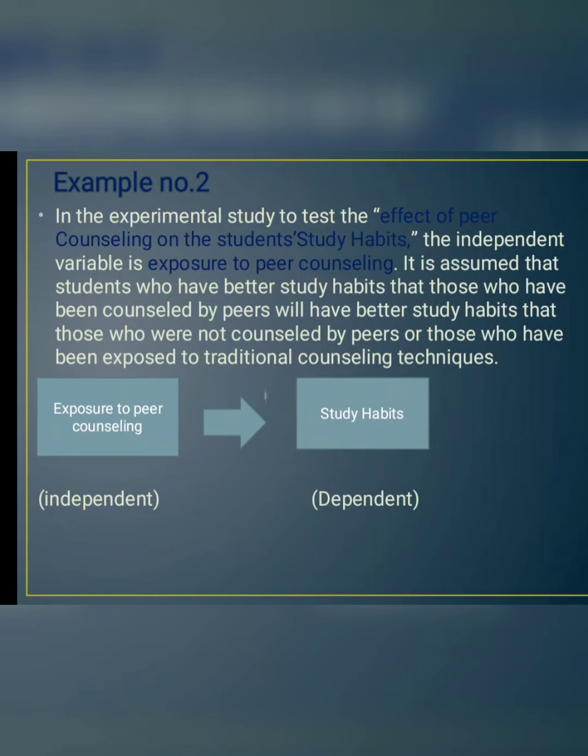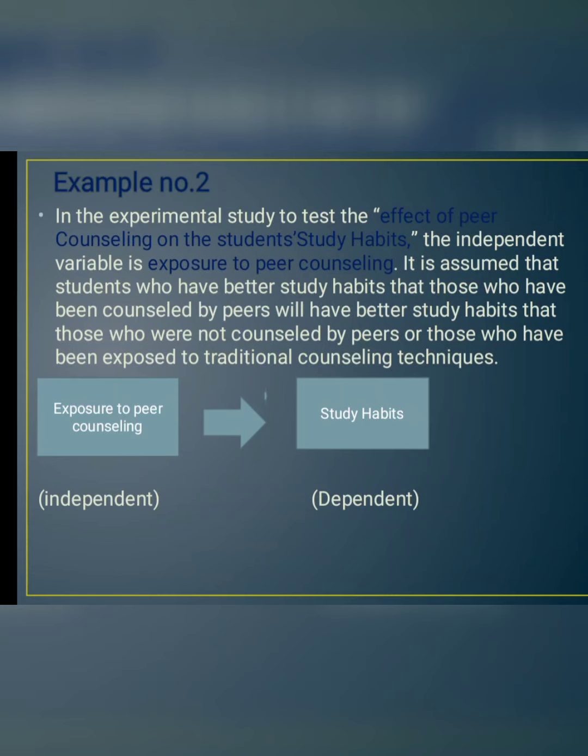And example number 2, in the experimental study to test the effect of peer counseling on the student study habits, the independent variable is exposure to peer counseling. It is assumed that students who have been counseled by peers will have better study habits than those who were not counseled by peers or those who have been exposed to traditional counseling techniques.